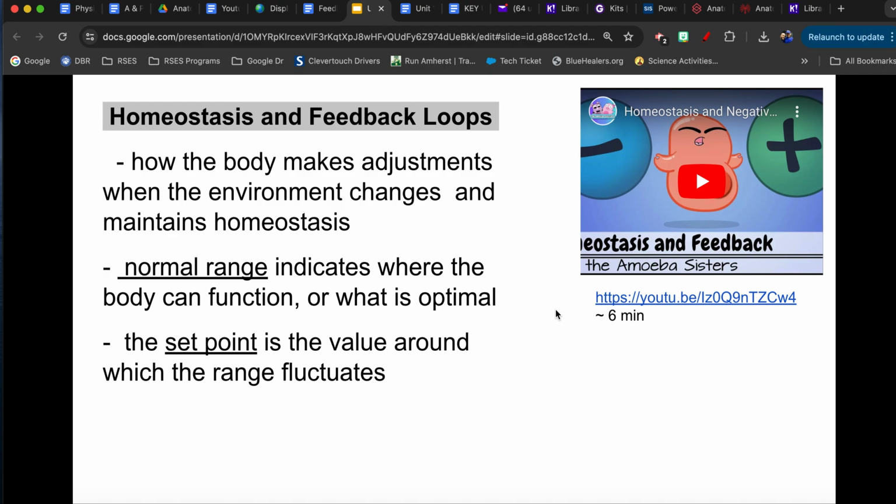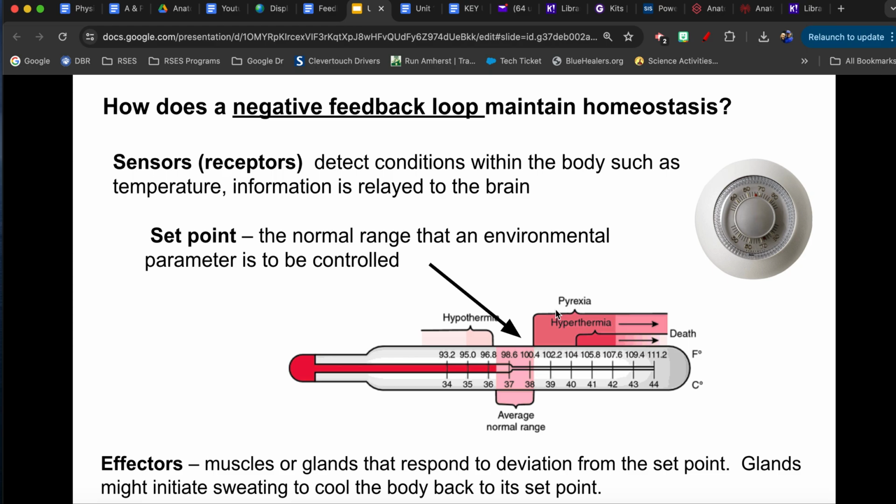So feedback loops are how the body adjusts to the environment changing. So we said sometimes it gets hot outside or cold outside. How does your body adjust to keep things the same on the inside? Two words that are going to be important to this are normal range. That's the best range for the body to function. Again, for temperature, 97 to 99 degrees inside your body, not outside. And then the set point is the value around which that range fluctuates. So we're trying to, in most instances, get to that set point, but there's some type of feedback that will get you further and further from the set point. We'll go over here in a second.